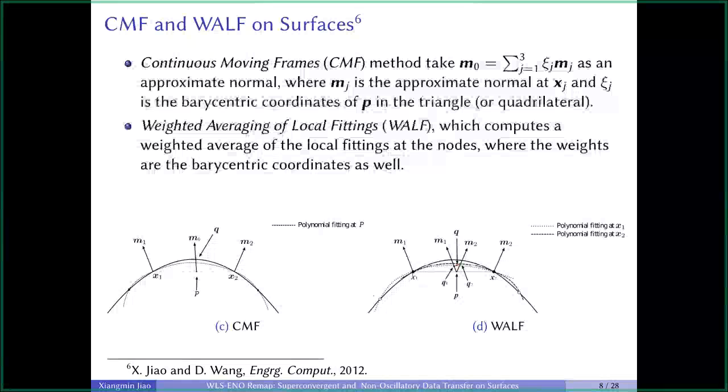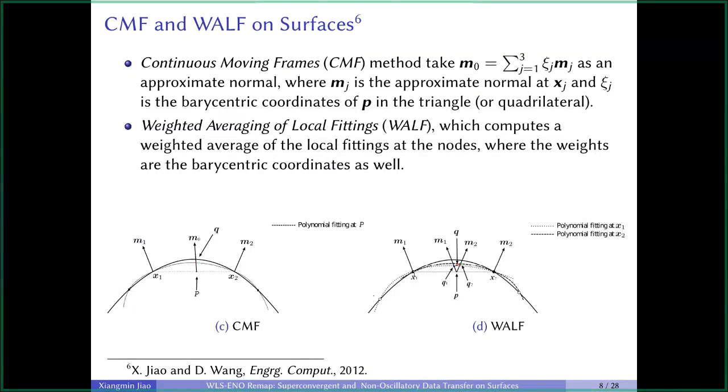So basically, for every point that we want to interpolate, we only build polynomial fittings at the nodes of the mesh. And then for the points inside the elements, we will interpolate by taking a weighted average of the polynomial fittings from the nodes.